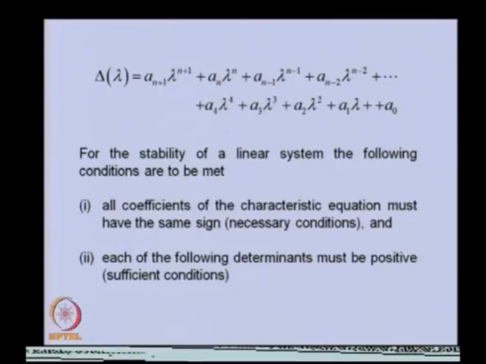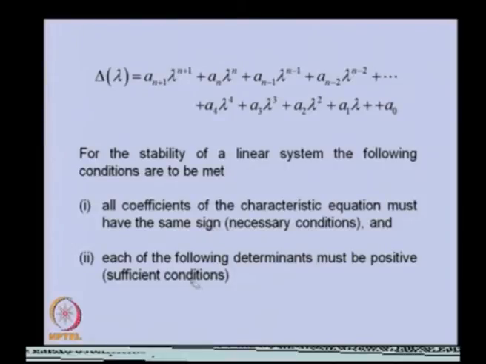For stability of this particular linear system, we will be having these conditions. All the coefficients of the characteristic equation must have the same sign. This is the necessary condition. That means all these a's should have the same sign, then the system will be stable.